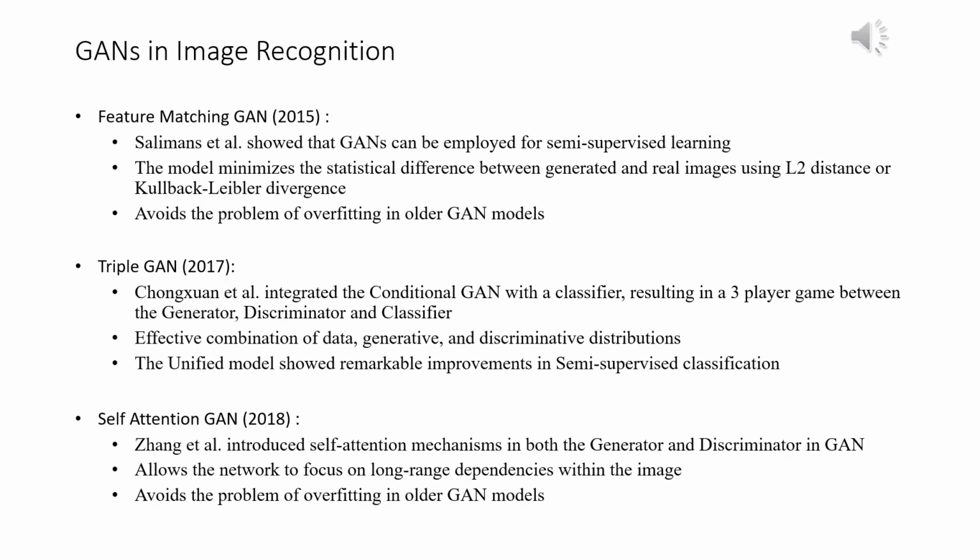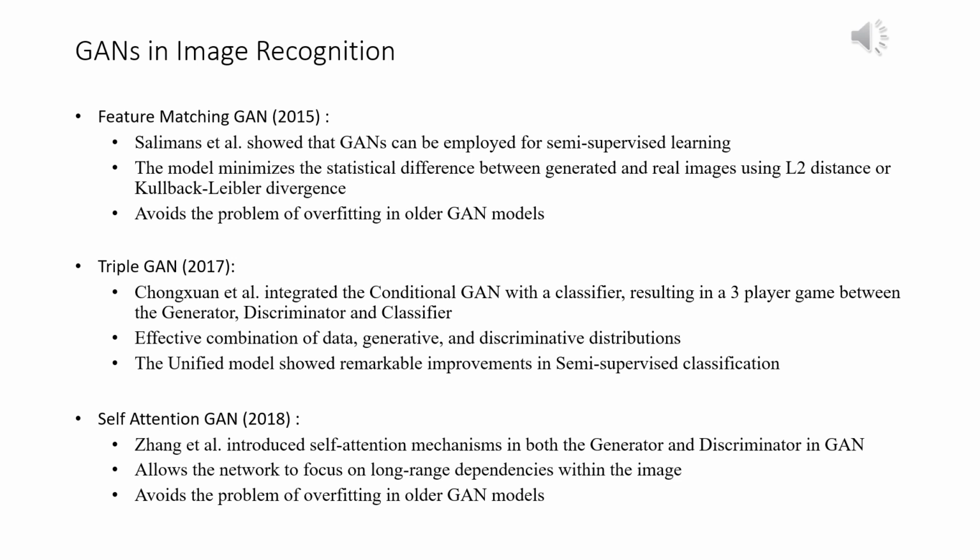Feature matching GAN was introduced in 2018 by Salimans and team. They showed that GANs can be employed for semi-supervised learning. The model minimizes the statistical difference between the generated and real images and uses L2 distance or the Kullback-Leibler divergence. This model avoids the problem of overfitting in older GANs.